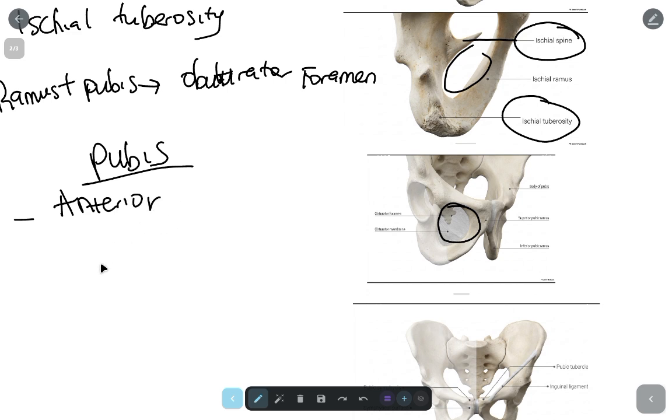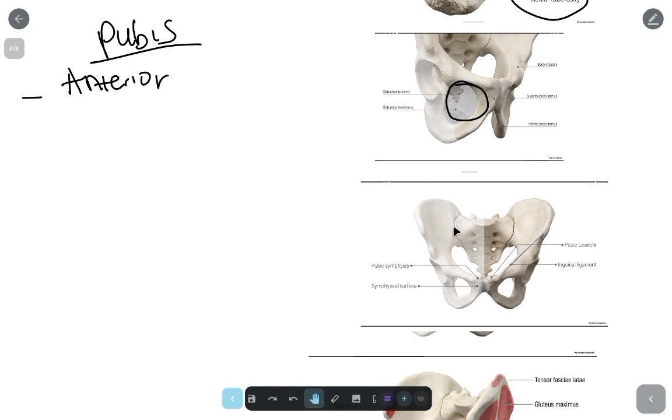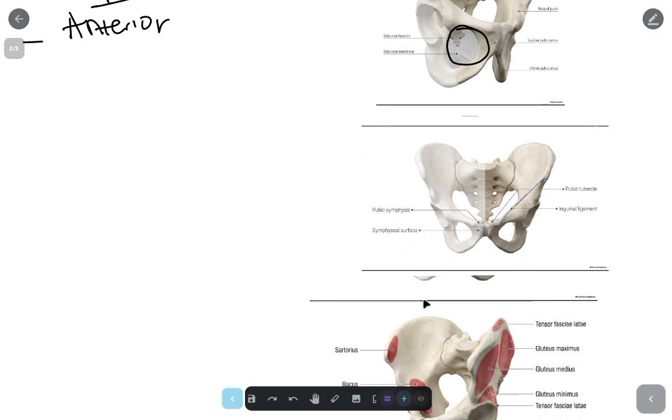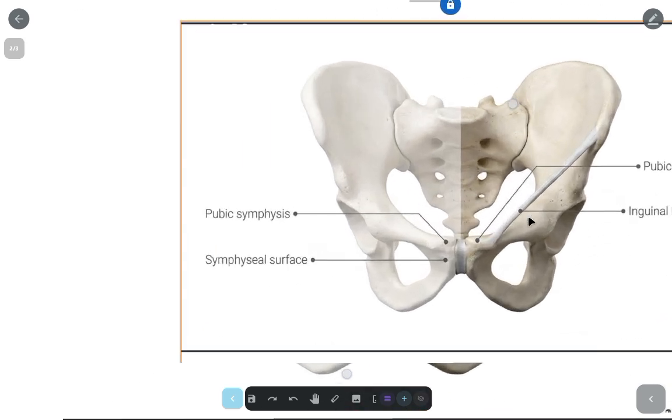And this pubis forms what we call the pubic symphysis. This pubic symphysis is what binds the pelvic girdle anteriorly. Now take a look at the pubic symphysis. What you're seeing here is the pubic symphysis, and this region is the pubis.